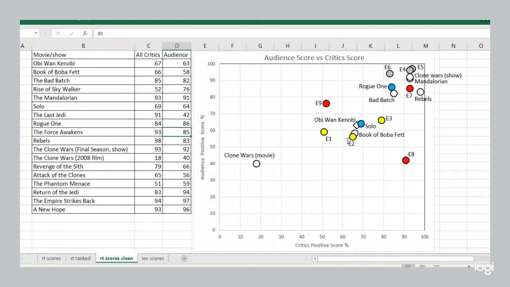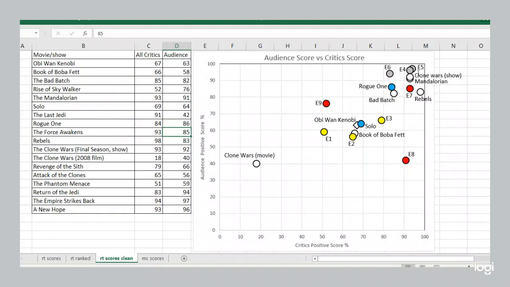The others in this mediocre clump here where audience and critics agree are Book of Boba Fett, Solo, and the Obi-Wan Kenobi series. Okay, before we get into that, I'll just mention the sequel trilogy. Some strange phenomena happening. Episode 8, critics ranked it really well, above 90%, which puts it in the same category as this golden core here, okay?